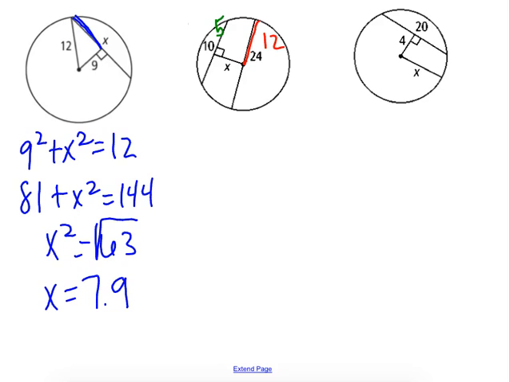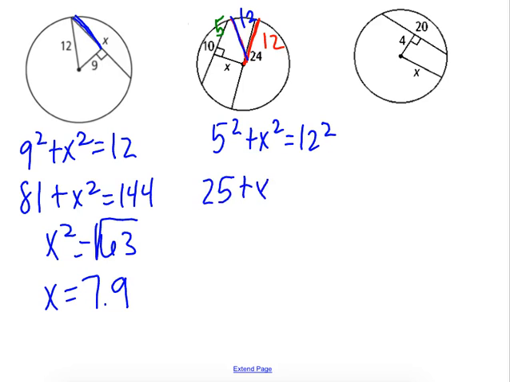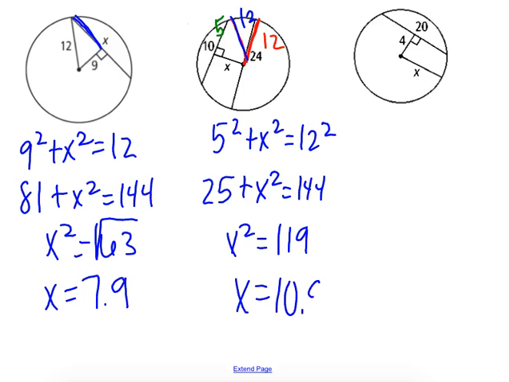Now ready for some magic? Look, here's a radius. Now here's another radius. And now we have a triangle, right? So let's label that that's 12. So now I just have a right triangle. 5 squared plus x squared equals 12 squared. 25 plus x squared equals 144. x squared equals 119. x equals 10.9.